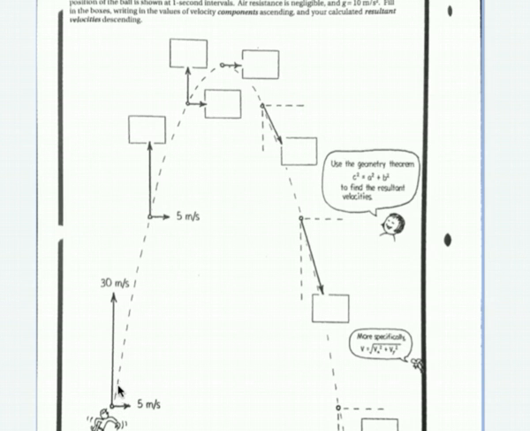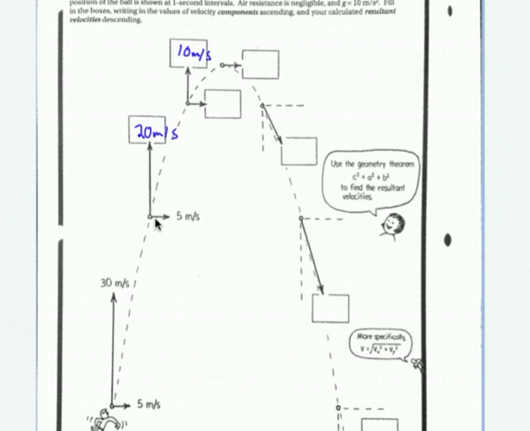So we know that with projectiles, their motion behaves according to acceleration due to gravity, just like it would if you threw something straight up in the air and it came back down. So after 1 second from 30 meters per second, we lose 10 meters per second due to gravity. And so we're at 20 meters per second here after 1 second. And then after 2 seconds, we lose another 10 meters per second due to gravity. So we're at 10 meters per second here.